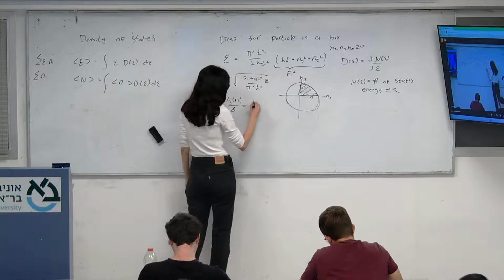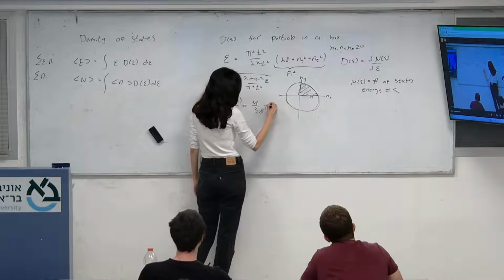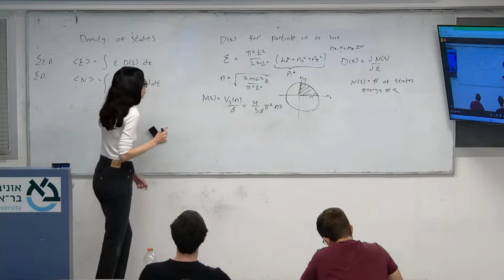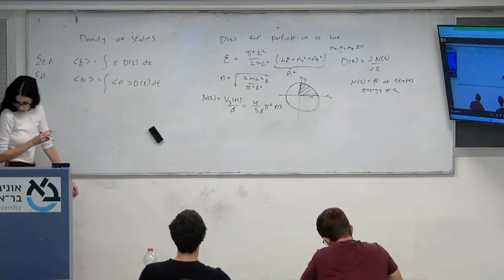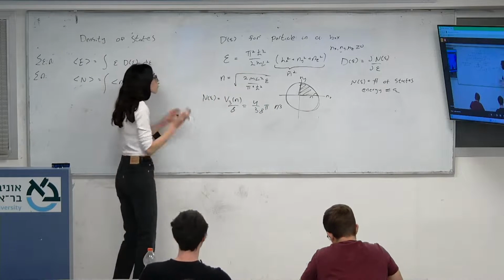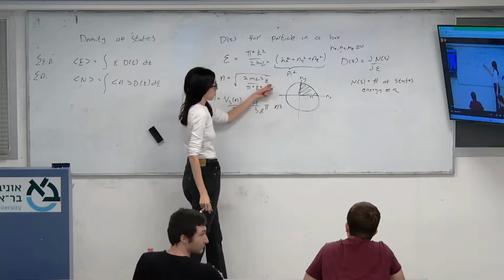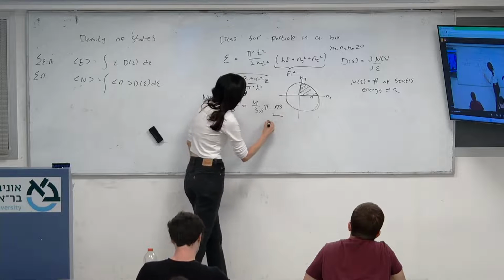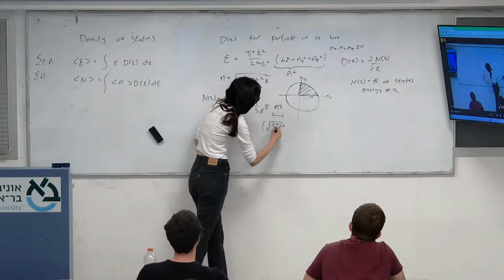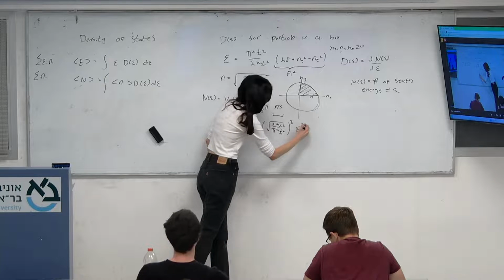So this is overall 4 over 3 pi, times 1/8, so pi over 6 times n cubed. Well, n is equal to that, so n to the power 3 is the square root of 2m L squared, and then epsilon to the 3 over 2.